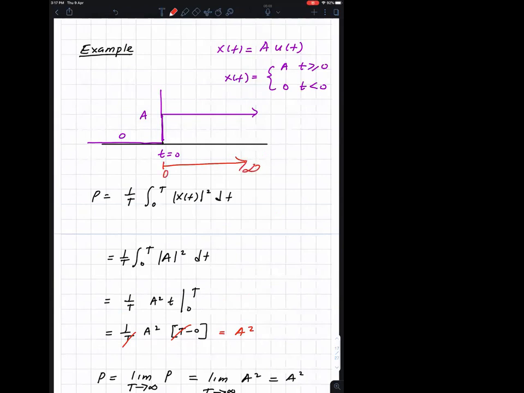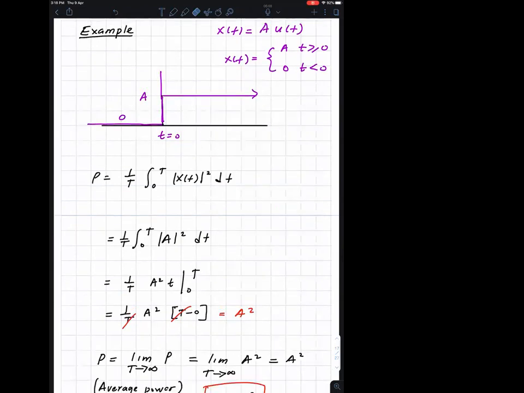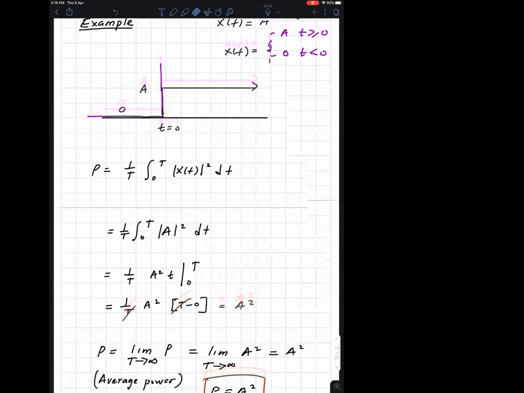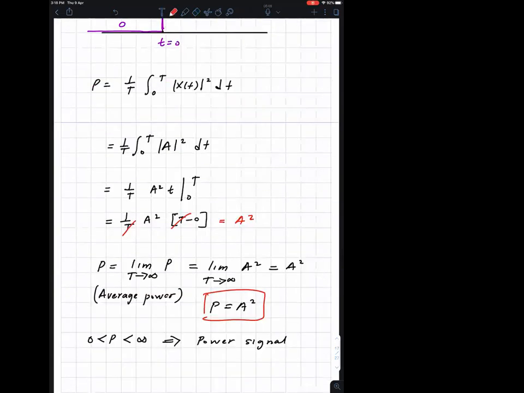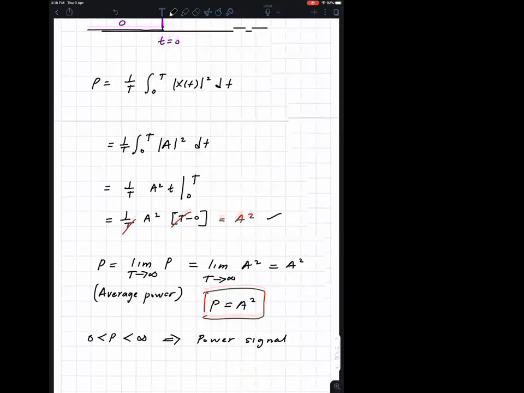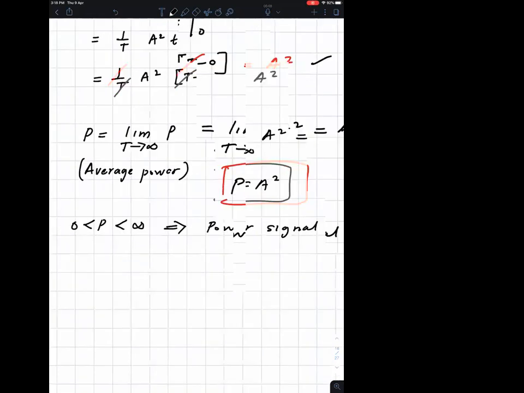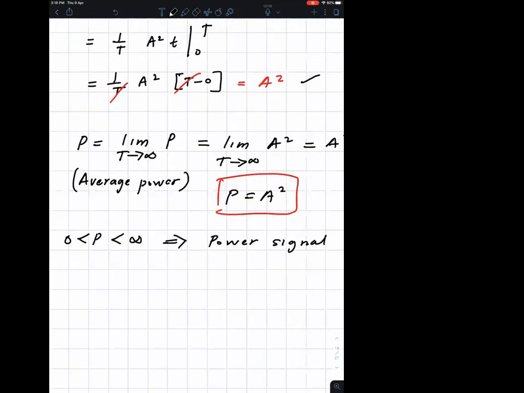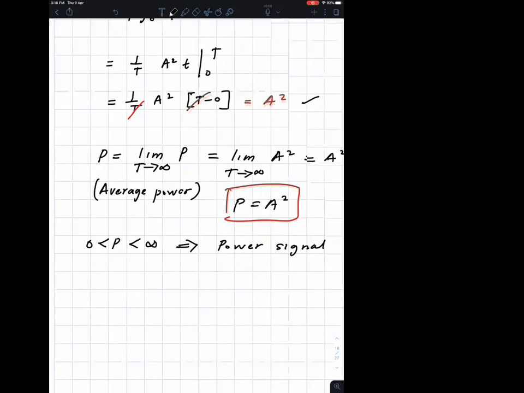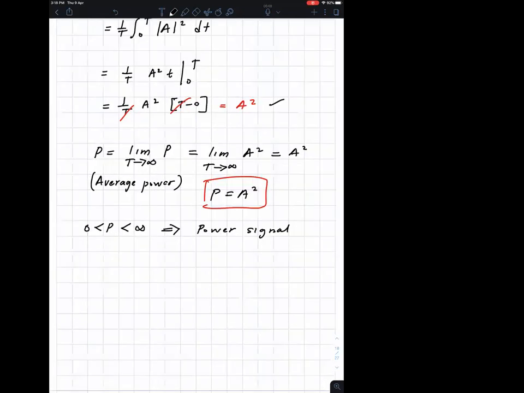Taking the integral from 0 to infinity and finding out the power. So you evaluate the integral and then you get a squared. After getting the a squared, to find the average power, you need to let the limit t go to infinity. So if we get a power, an answer that's finite, that means this is a power signal.